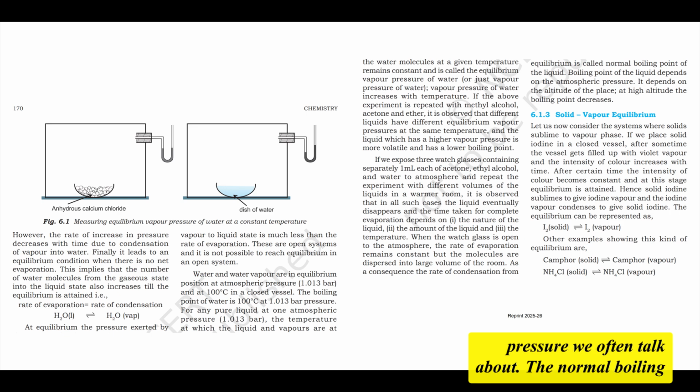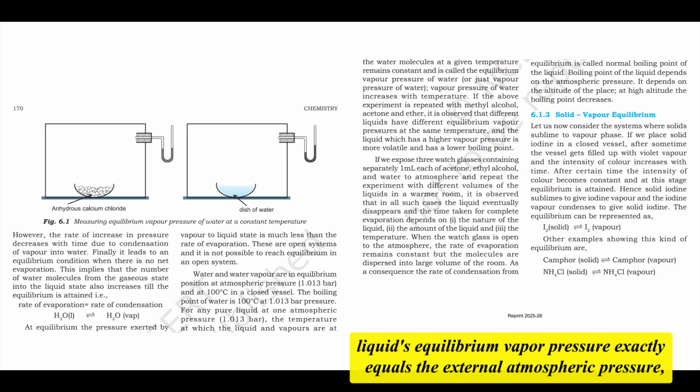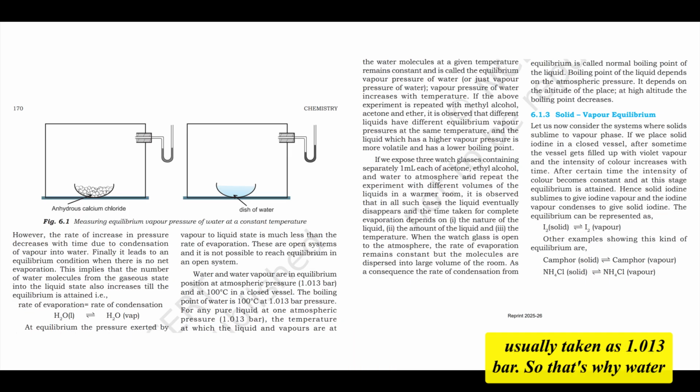And that standard atmospheric pressure we often talk about. The normal boiling point is defined as the temperature at which a liquid's equilibrium vapor pressure exactly equals the external atmospheric pressure, usually taken as 1.013 bar. So that's why water boils faster, at a lower temperature in places like Shimla or Leh, because the air pressure is lower up there. Exactly.